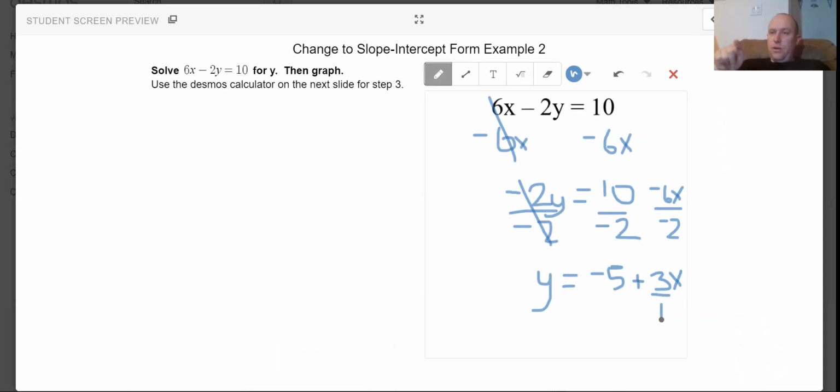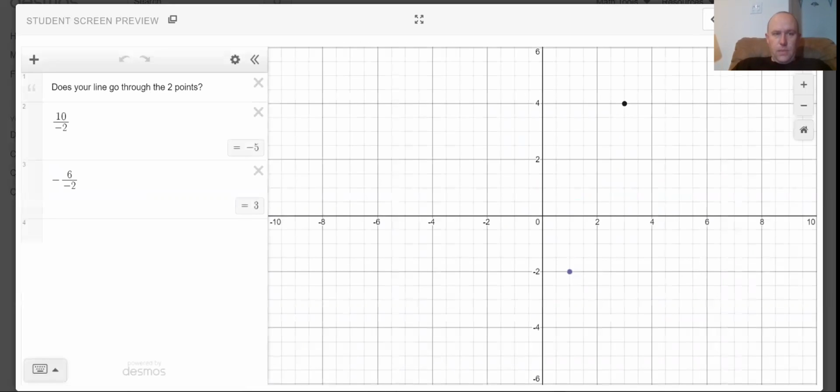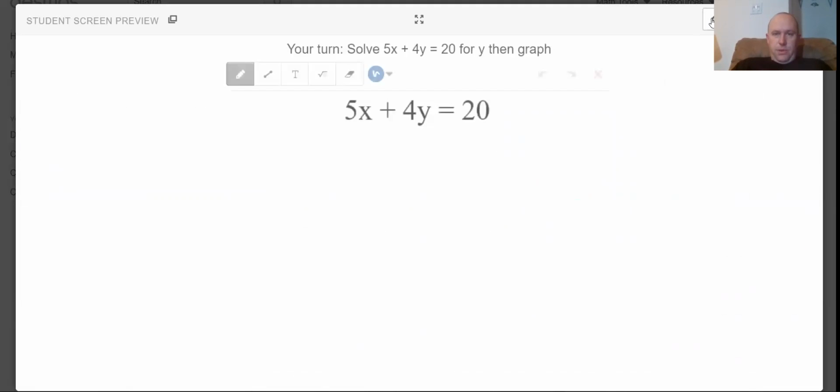And you might want to put 3/1 just to remind yourself you're going up 3, and then you're going right 1 square as you're counting out those squares. And whoops, 5x plus 4y equals 20.